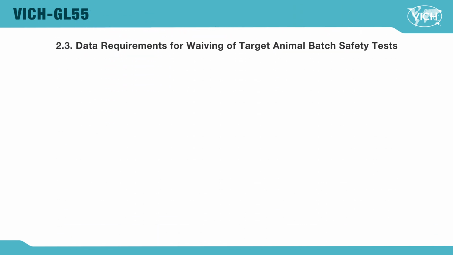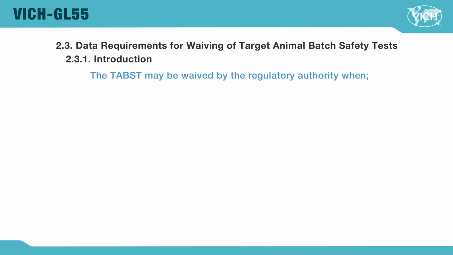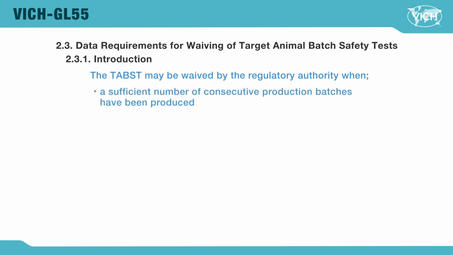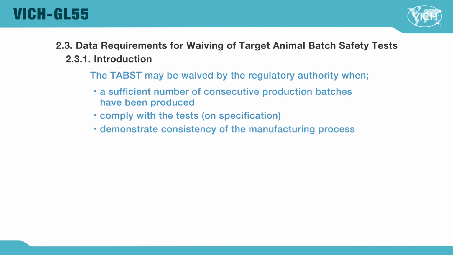2.3 explains the data requirements for waiving target animal batch safety tests. This is the most important section for the implementation of the guideline. 2.3.1 is an introduction explaining the three prerequisites for authorizing the waiving of TABSTs for the various vaccines by the regulatory authority. The three prerequisites are that a sufficient number of consecutive production batches have been produced and comply with the tests on specification, thus demonstrating consistency of the manufacturing process.